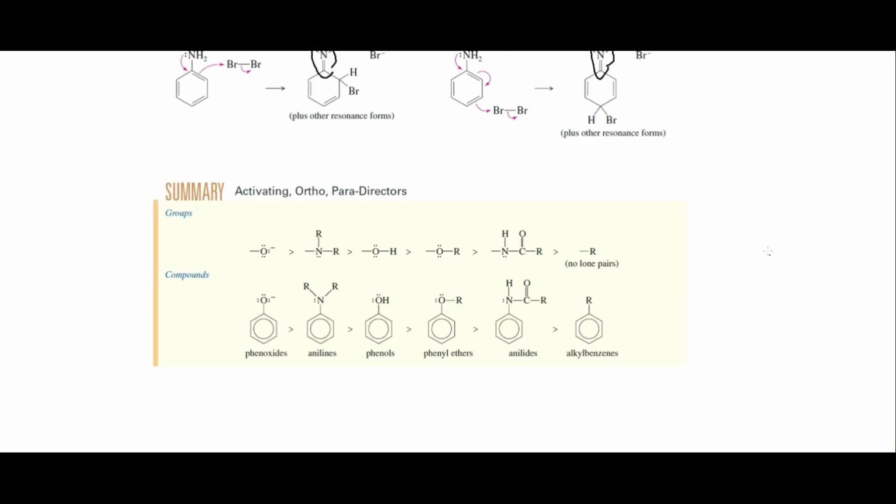And so this is kind of the summary here for these activating ortho para directors. We see that the strongest one would be the phenoxide right here, because this has the negative charge on it. So when we end up stabilizing that carbocation, we have a full negative charge right next to it in order to stabilize it. Then we can have the amine group here, then we have the phenol group there, then the phenyl group right there, then we can have the anilide, and then of course we have the alkyl group right there, which is the weakest of the activating ortho para directors. But as we saw with the percents, it's still going to be quite highly ortho para directing.